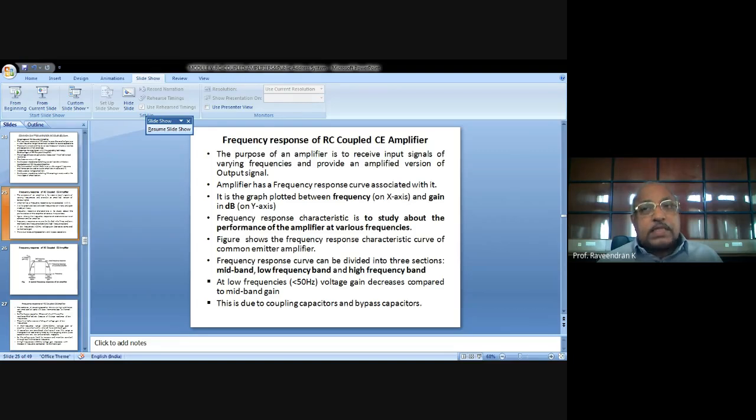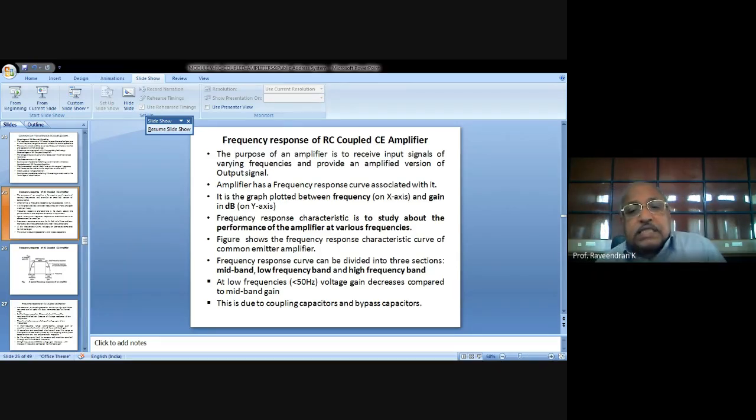What happens when the frequency of the signal is reduced? When the amplifier handles a low frequency signal, a signal of less than 50 Hz, what happens to the coupling capacitor CC and the bypass capacitor CE? What is the bypass capacitor? That is the emitter bypass capacitor. What is the coupling capacitor? The coupling capacitor is the capacitor connecting the output of one stage to the input of the next stage.